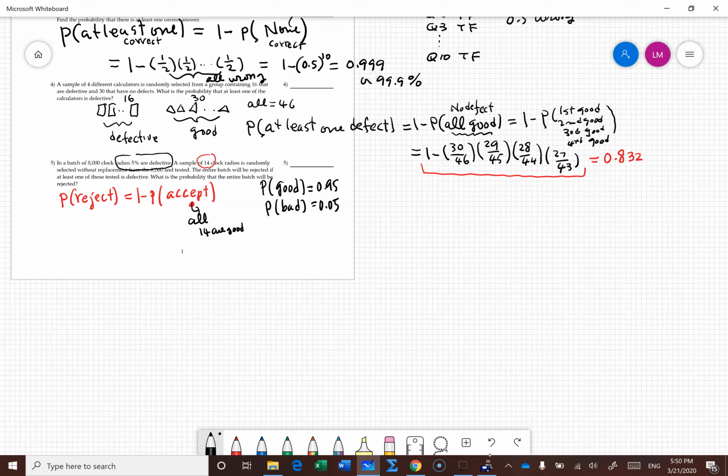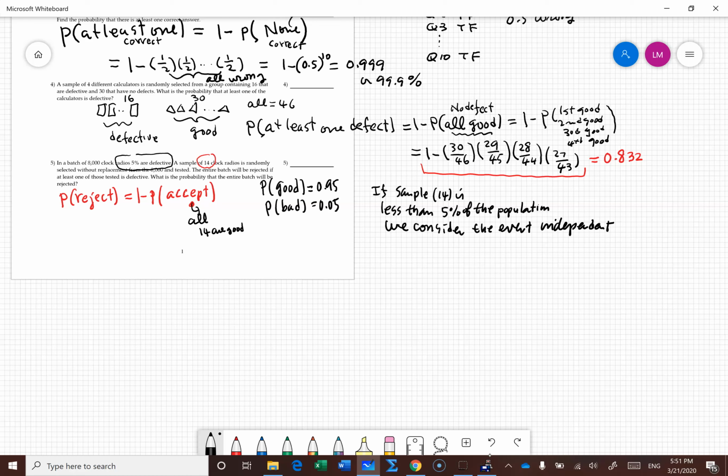Now, in this question, if the sample, in this case 14, is less than 5% of the population, we consider the events independent.